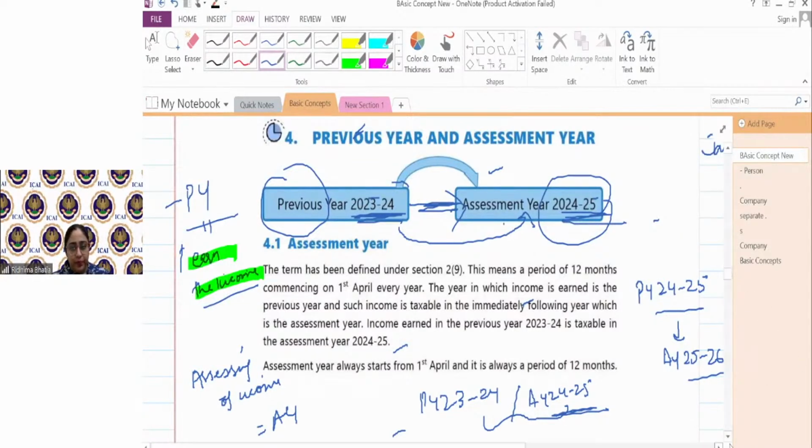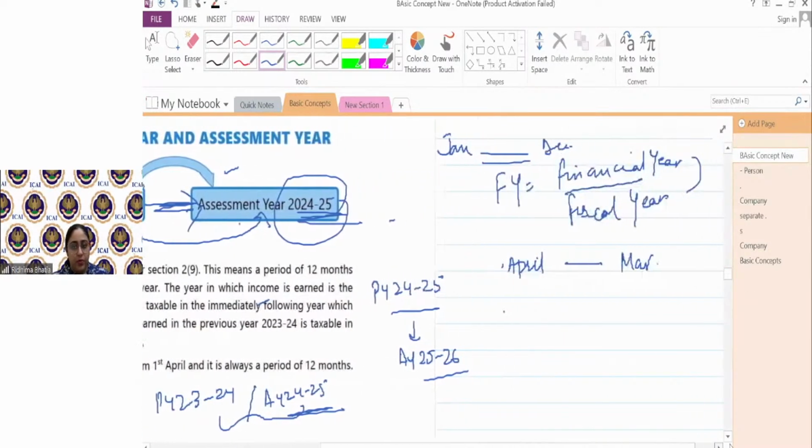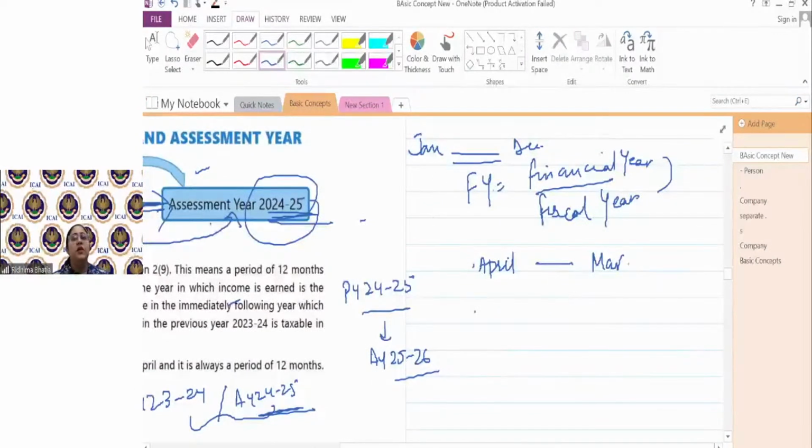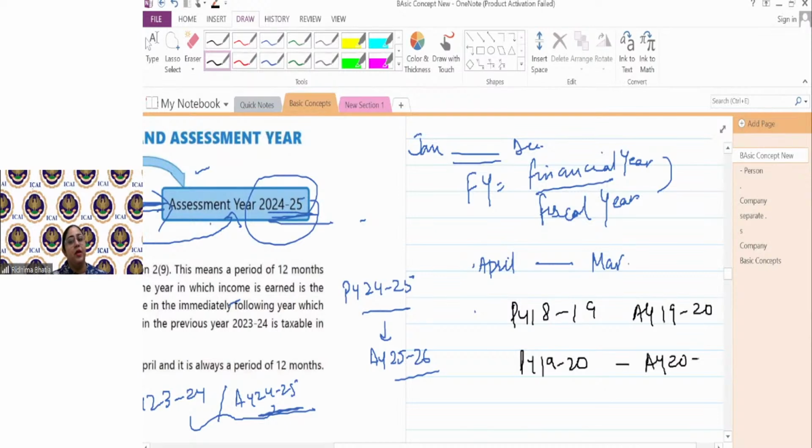So now, for any previous year, it will always have its assessment year. So if I say previous year 18-19, what is its assessment year, guys? Assessment year 19-20. If I say previous year 19-20, what is its assessment year? Assessment year 20-21. If I say previous year 23-24, what is its assessment year? 24-25. That means once the year in which you're earning the income ends, its assessment year would start.